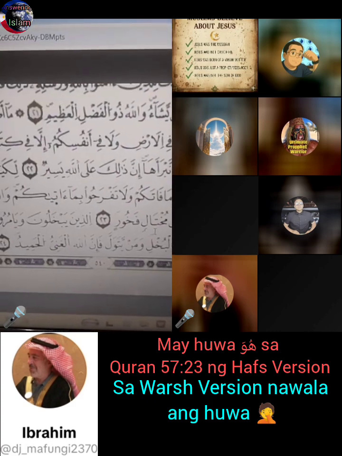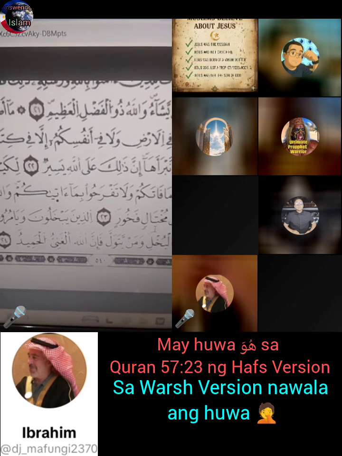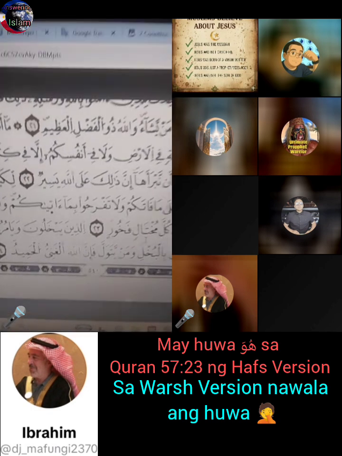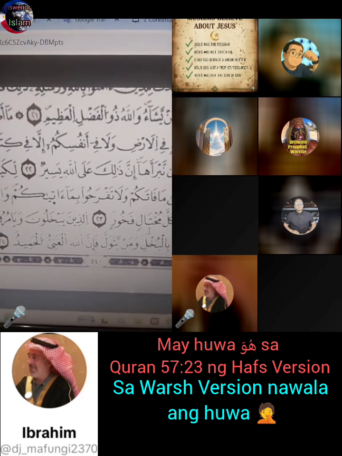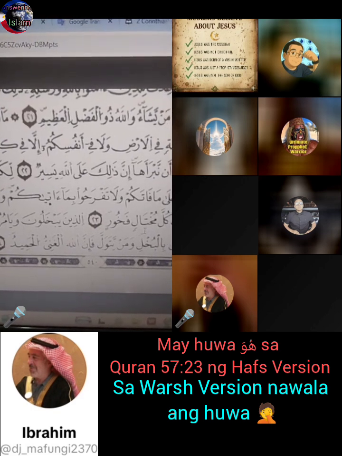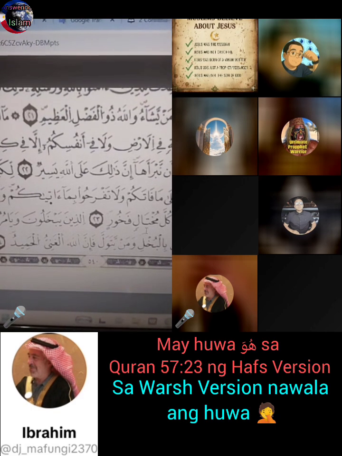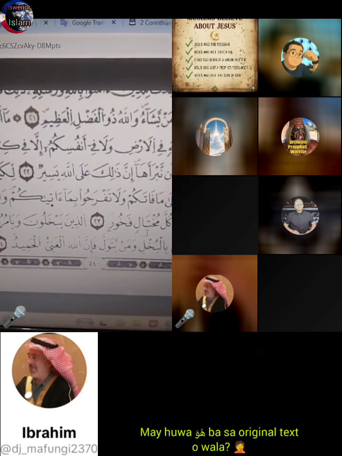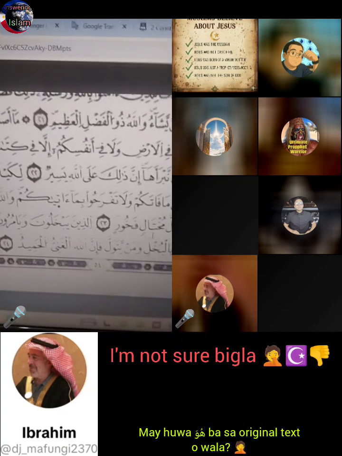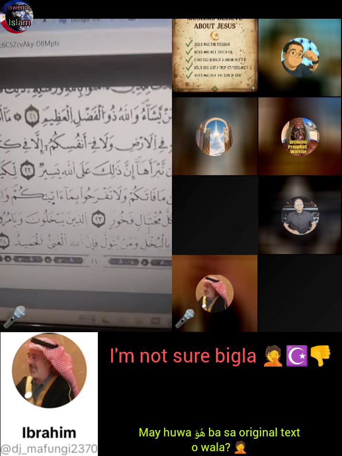Does it negate the meaning? Is the meaning different? Does it change the meaning? Was there a huwa or was there no huwa? Please answer, because I'm not really familiar with it. Okay, let me insist on the question. Was there a huwa in the Ottoman original text or was there no huwa? I'm not sure. I don't know which qiraat you are talking about. Thank you so much for admitting that you're not sure. Thank you.